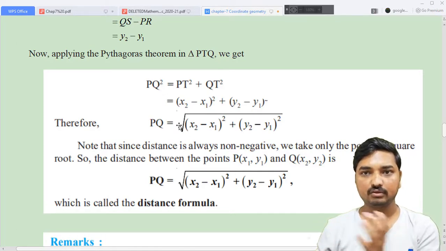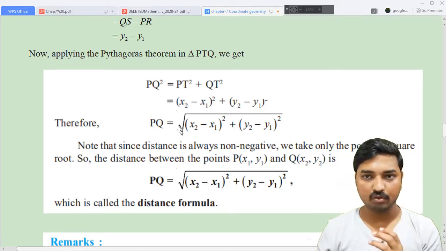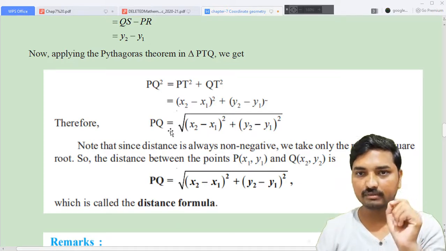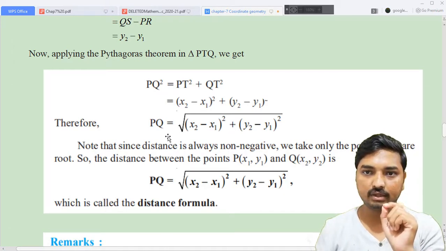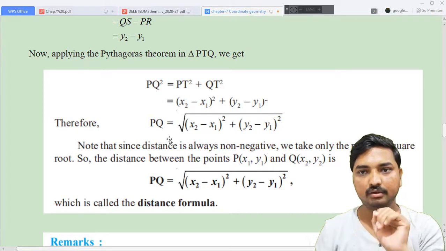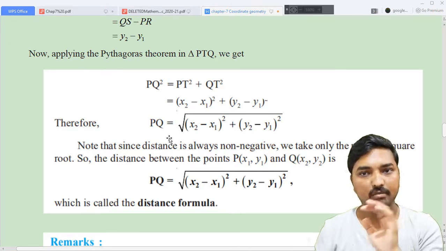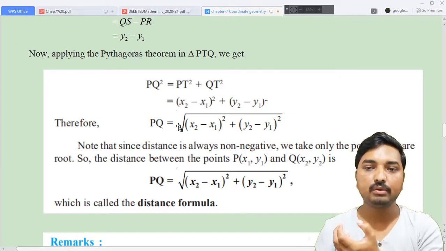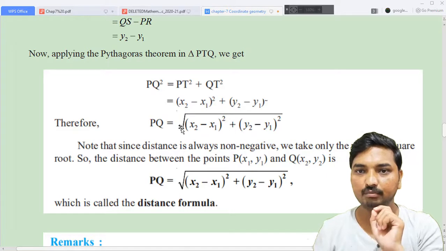Plus or minus square root of. But I'm not going to mention plus or minus. This is because PQ is what? Distance. Distance is always a positive quantity. You have studied this one in physics. In your physics subject, distance is always a positive quantity. A negative distance is meaningless. It has no meaning. So that's why I'm not going to write plus or minus. If I don't write anything, it means plus is present, that is, distance is positive.